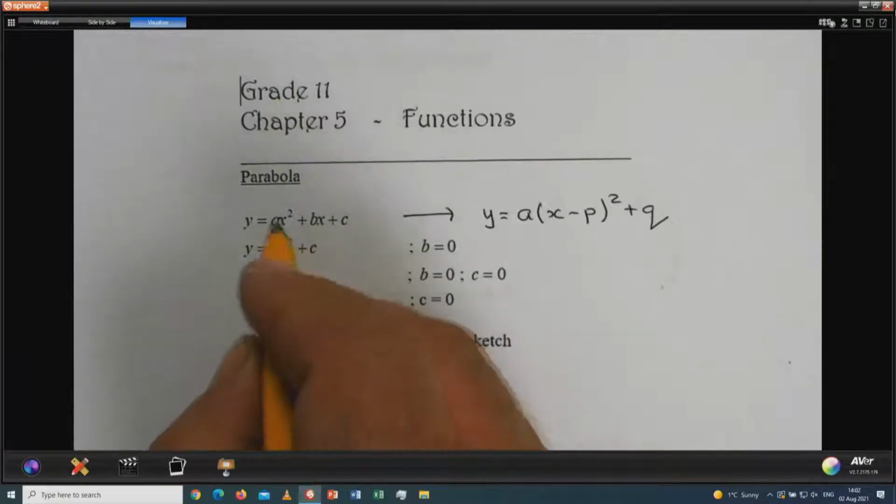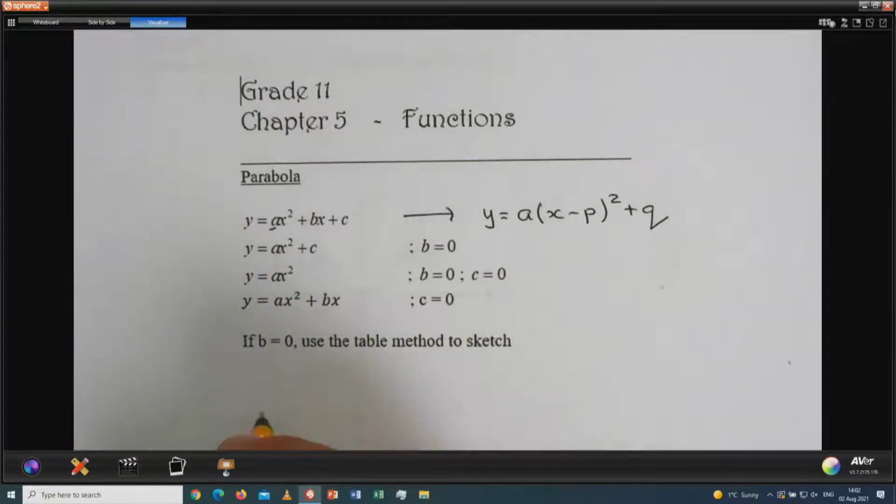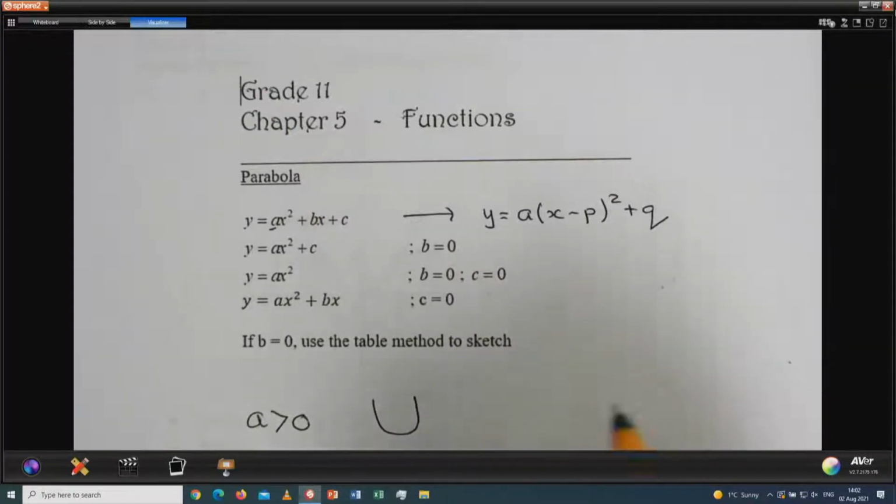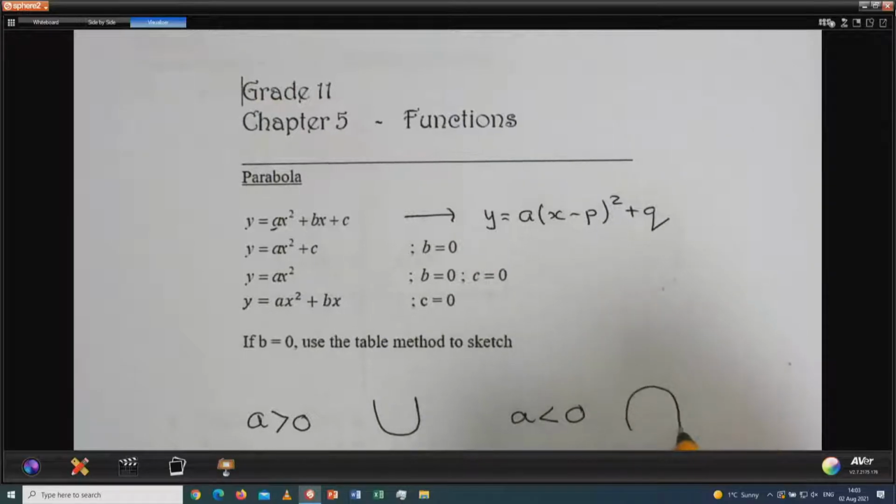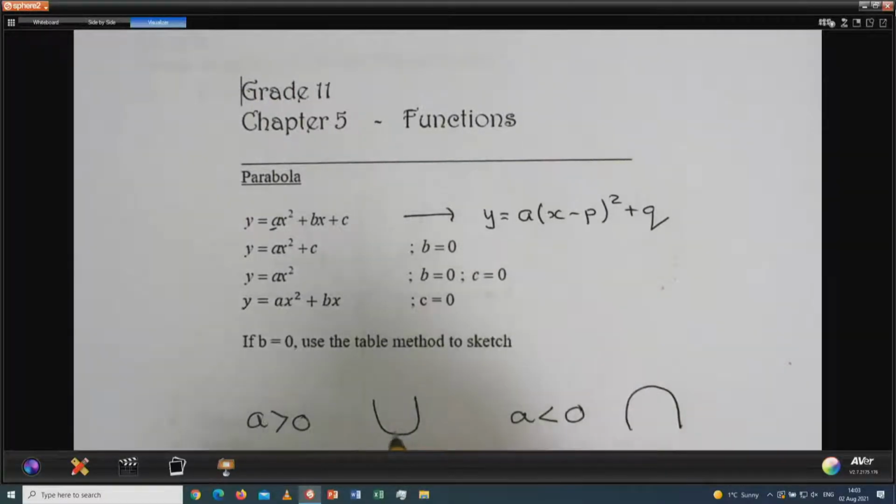Now remember this a value here. If a is greater than 0, the parabola has its arms up. And if a is less than 0, the parabola has arms down. This will give you a minimum value, and this kind of parabola will give you a maximum value.